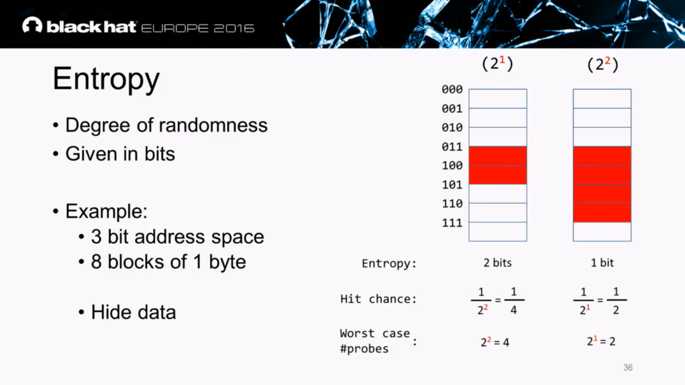Okay, so if the memory region would be 4 bytes, you would occupy half of the 3-bit address space. It would occupy 2 bits of the address space, and entropy would be 1 bit, which means that the hit chance is 50%, or in the worst case the number of probes is 2.